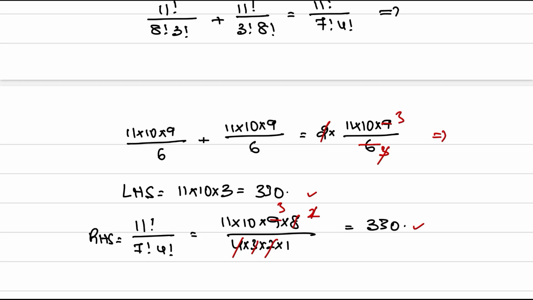Please cross check again. Do the mathematics, and see whether it is a correct solution or not. 11 into 10 into 9 by 6, 2 2s, 3 3s, so 11 into 30, that is 330. Then factorial 11 by factorial 7 into factorial 4: 7 is gone, 11 into 10 into 9 into 8, divided by 4 into 3 into 2 into 1. 4 2s are 8, 2 2s gone, 3 3s are 9, so 3 into 11 into 10. Yes.